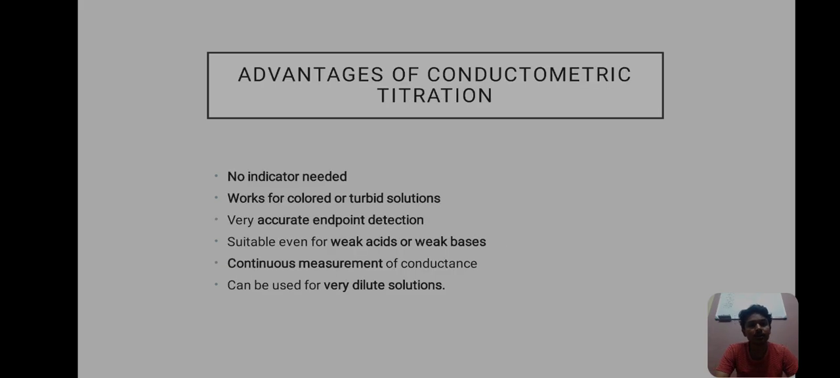Advantages of conductometric titration. These are the advantages of conductometric titration. It does not require any indicator, so it can be used even when the solution is colored or turbid. The endpoint is very accurate because it is based on conductivity changes. It is also suitable for weak acids, weak bases, and weak dilute solutions, since conductance can be continuously monitored.